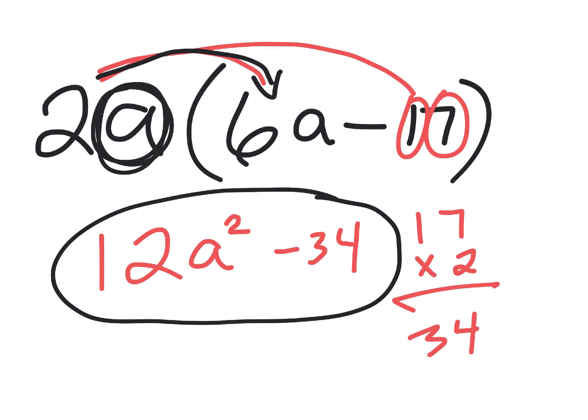2a times the negative 17 made negative 34a. Math is really about being really careful. And I want you to realize that in the real world, it matters sometimes. It matters a lot.